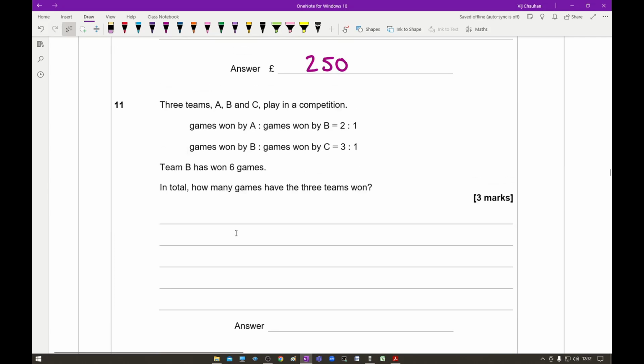Moving on to question 11, it says 3 teams A, B and C play in a competition. The games won by A to the games won by B is in the ratio of 2 to 1, and the games won by B to the games won by C is 3 to 1. Team B has won 6 games in total. How many games have the 3 teams won? Now this is about combining ratios together.